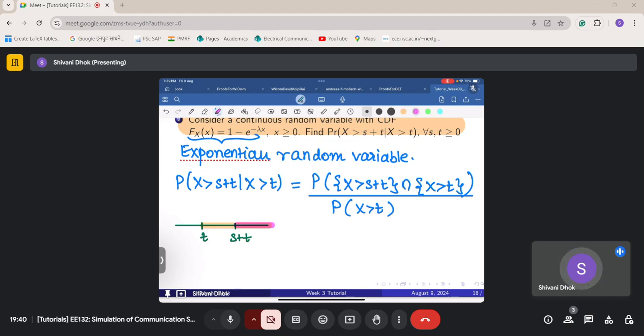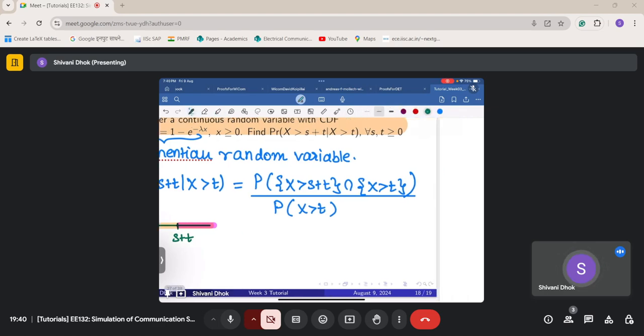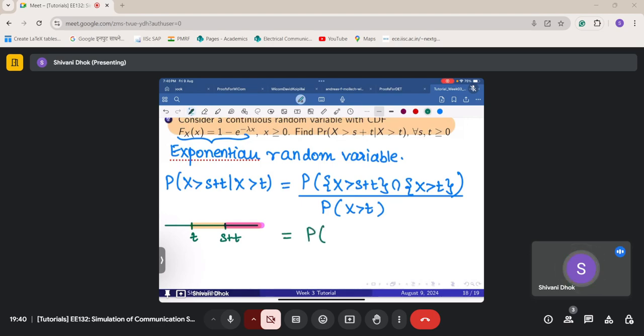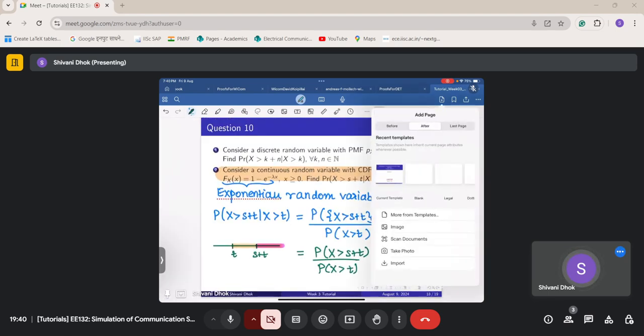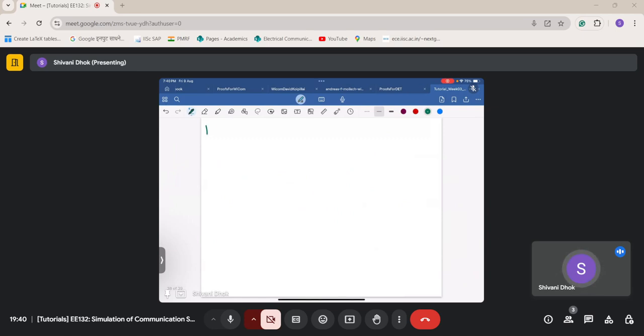So if I take the intersection of these two regions, what it will give me is the same region where x is greater than s plus t. So what we have now is, this is equal to probability that x is greater than s plus t divided by probability that x is greater than t. Now this thing we'll have to write in terms of the CDFs. So what we have now is probability that x greater than s plus t conditioned on x greater than t, and this we have seen to be equal to probability that x is greater than s plus t upon probability that x is greater than t.